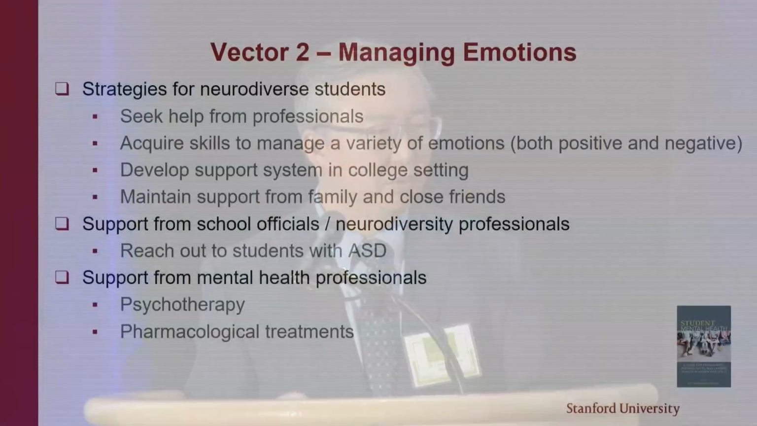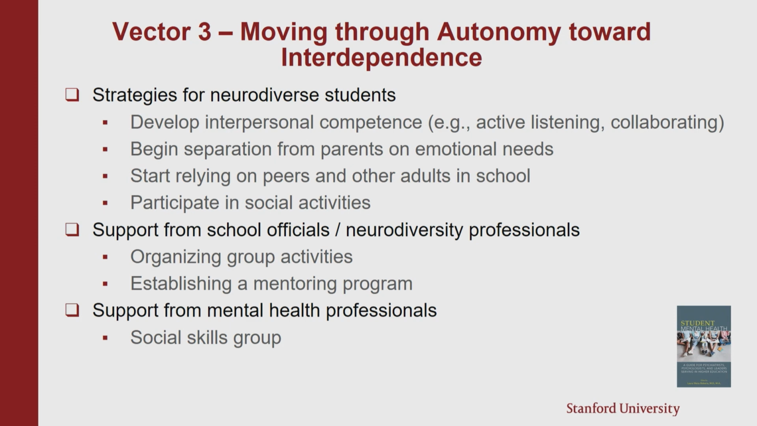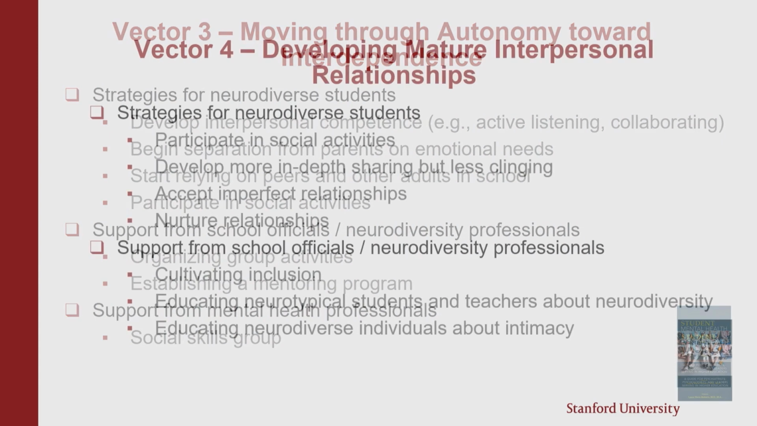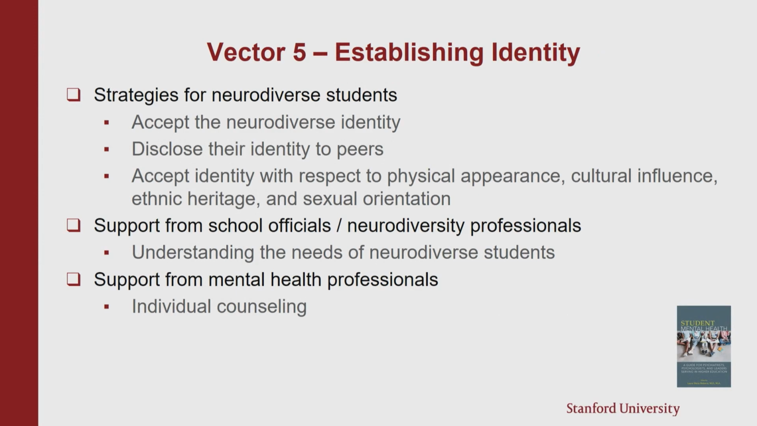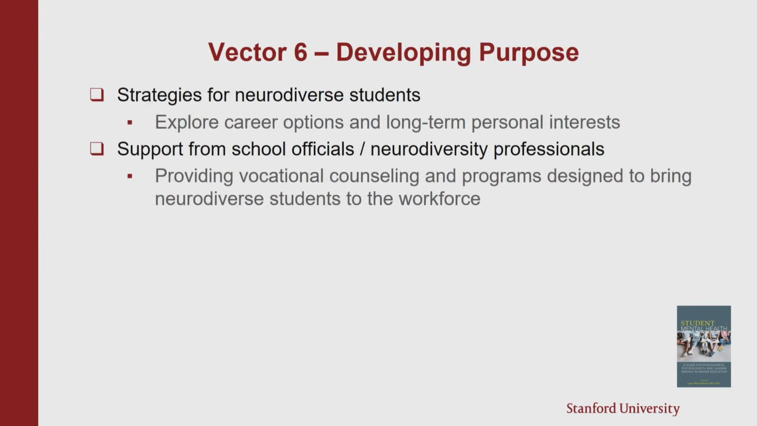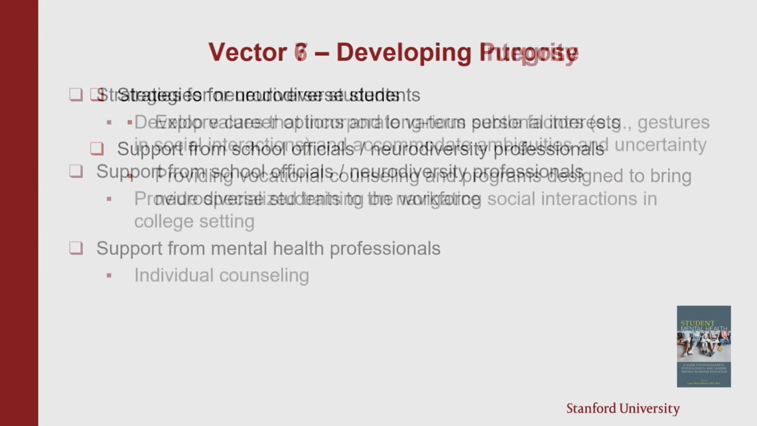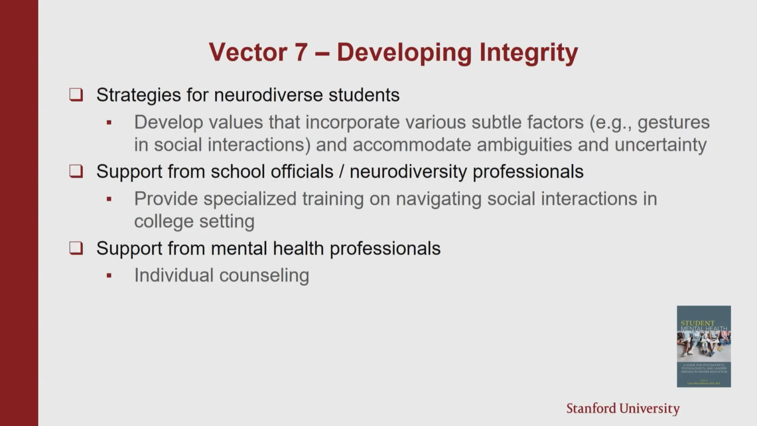So I'm not going to read it all to you, but the concept is developing competence, managing emotions, moving through autonomy toward interdependence, not only independence, developing mature interpersonal relationships, establishing identity, developing purpose, and developing integrity. Those are the 7 things that we always think about when we develop these programs that I'm going to describe to you in the Stanford Neurodiversity Project.